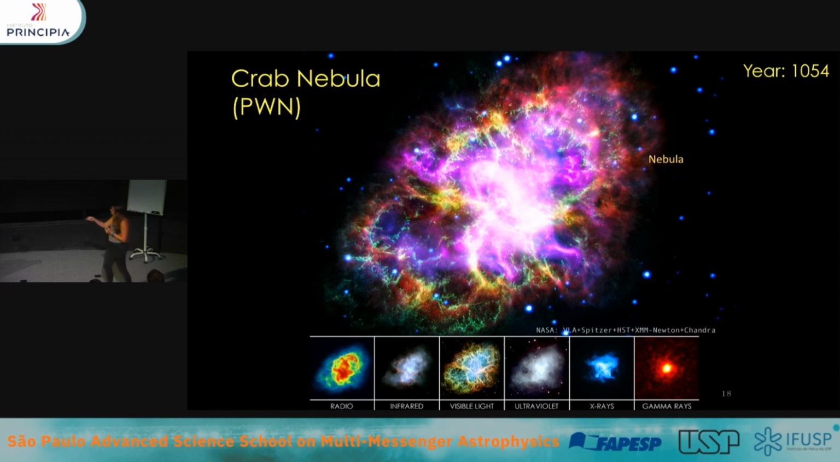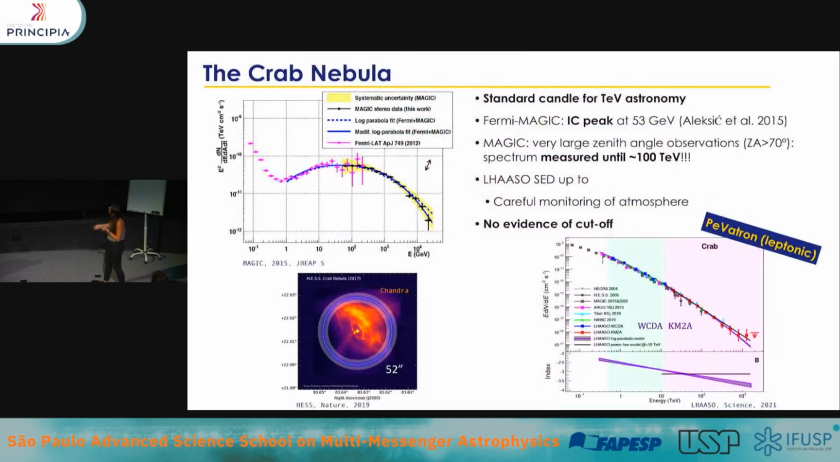So Crab is the pulsar. This is the accretion disk, the jet, another jet. Okay, so actually, the Crab Nebula is the standard candle for TeV astronomy. Here you have the Fermi LAT and the very high energy emission, and it's really well fit with the electronic scenario. And actually, the cool thing is that the spectrum of the Crab Nebula has been measured up to 100 tera electron volts. It has been measured not only by satellite detectors, but also with Cherenkov telescopes.